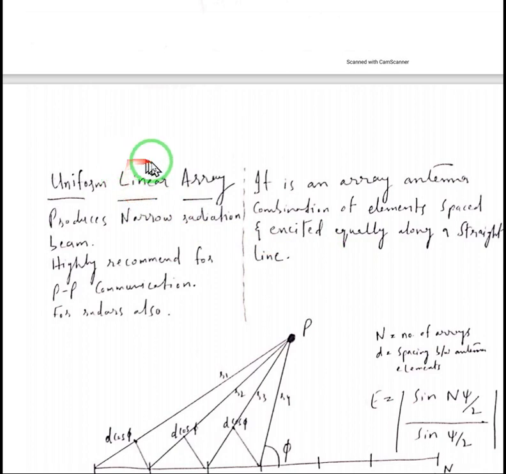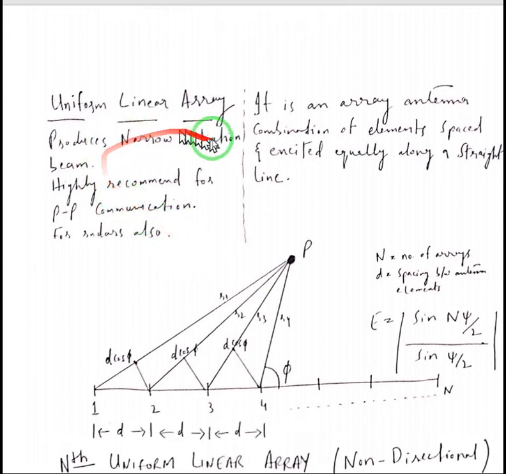I repeat again, a uniform array is called linear when there is a constant spacing between the elements and they are excited equally. It produces a narrow radiation beam, which is very good for receiving or transmission. Highly recommended for point-to-point communication. An application is radar.